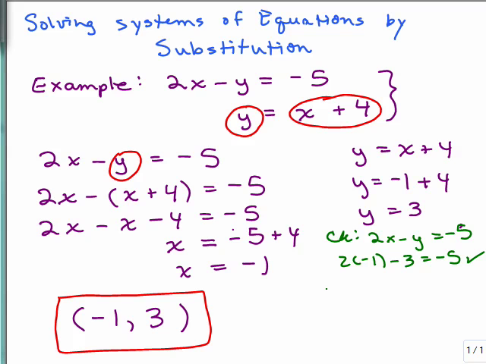That checks out. Now let's check the other equation, which is y equals x plus 4. Plugging in 3 for y, -1 for x. Yes, 3 is the same as -1 plus 4, so it checks. So this indeed is the correct ordered pair solution. Remember, you're looking for an ordered pair that is a solution to both of the original equations.